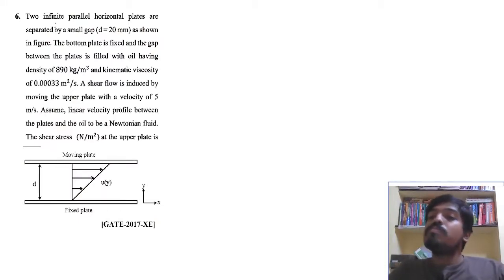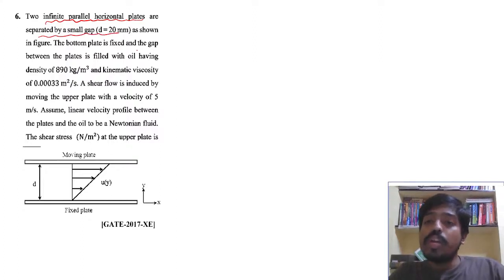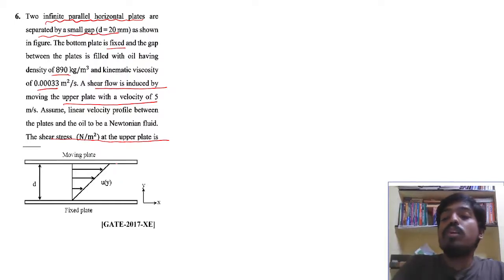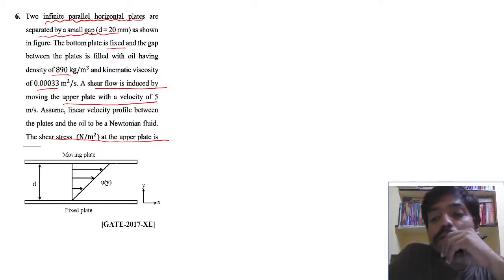Sixth problem. Two infinite parallel horizontal plates separated by a distance. The bottom plate is fixed. The gap between the plates is filled with a fluid of some density and kinematic viscosity. The shear flow is induced by moving the upper plate with velocity V. What is the shear stress on the upper plate?